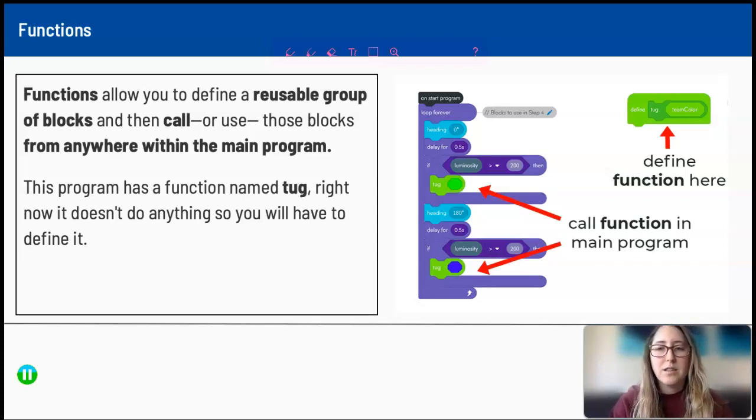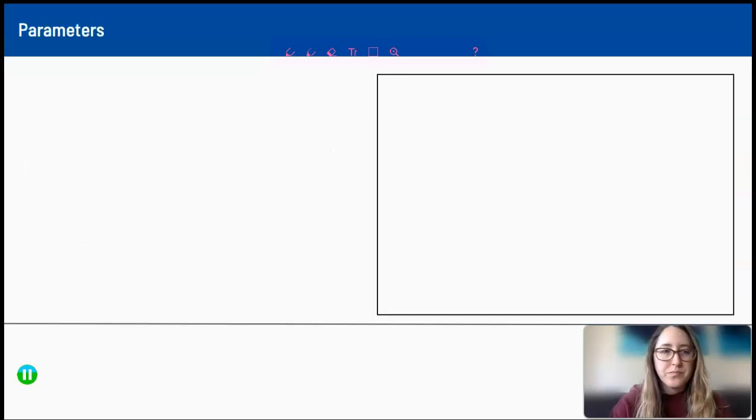If you take a look at the sample program that's on the right-hand side of the screen, you can see the function where the green block says define tug team color. We need to define that. But it will use that definition and it will call on and execute the program inside the main program where you see the green block for tug. It's going to do that for the two different team colors, which are green and blue.